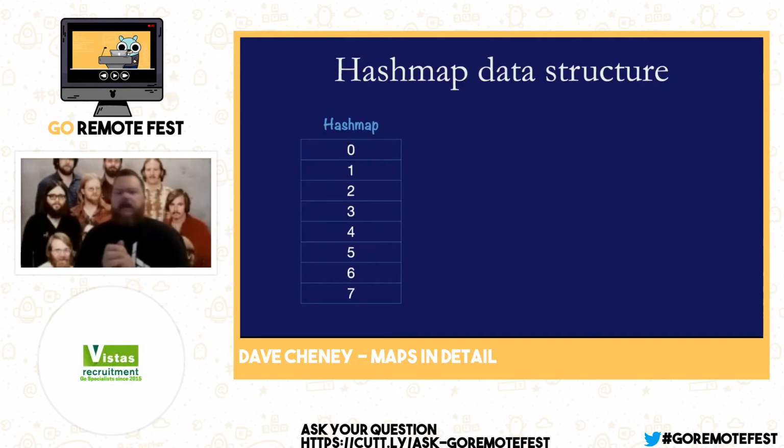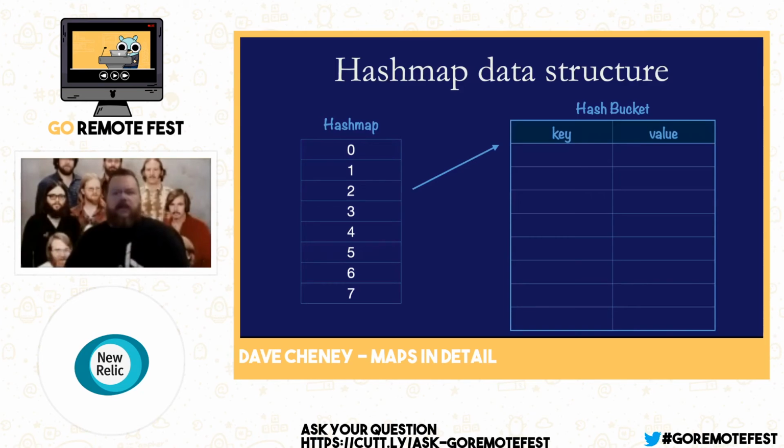Okay, so now we have the hash function. Let's look at the second part of the solution, which is the actual hashmap data structure. This is the classical way you'll see them described in books. You have an array of buckets, which are basically just pointers to actual buckets. And in each bucket, we store keys and values.